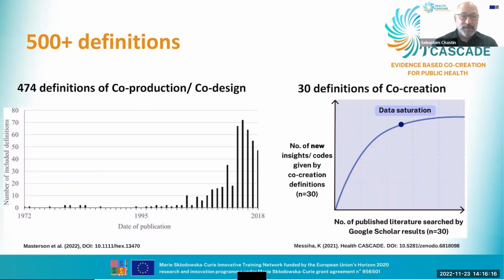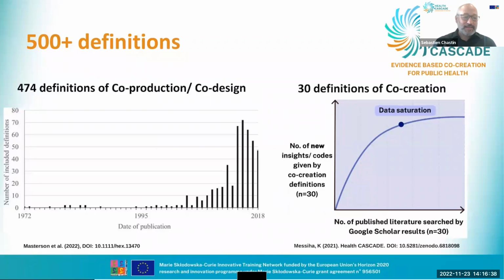And there are new definitions being produced at the rate of about 3 per month, if you look at the graph on the left. It's also the first piece of work that we did. But we really quickly realized that that was an endless quest, and it might not be the best thing to do to add yet another definition of co-creation.